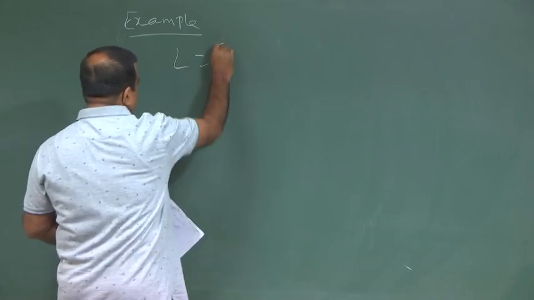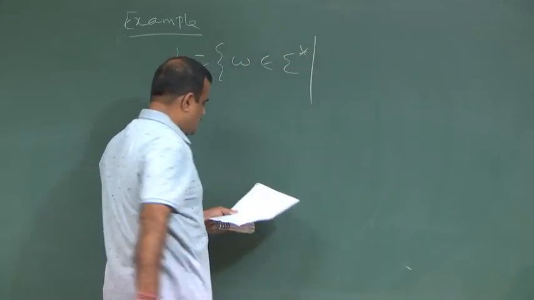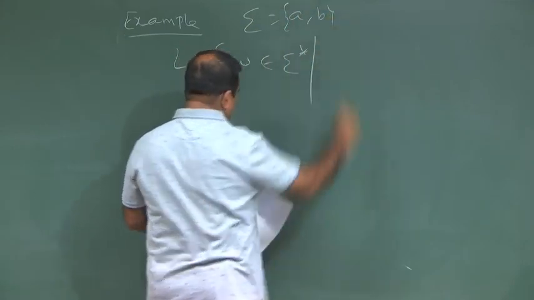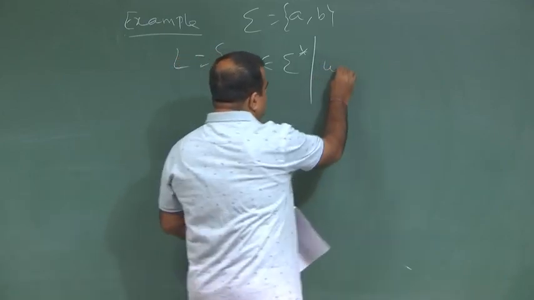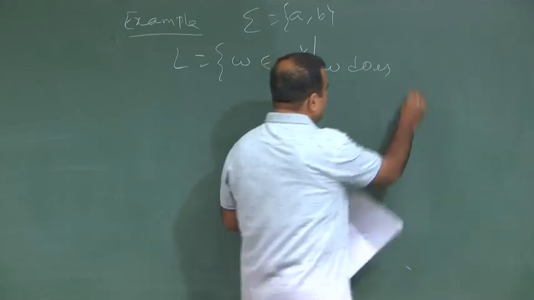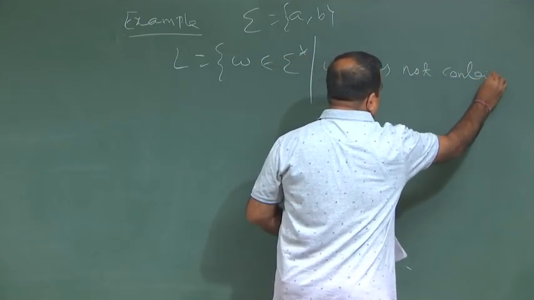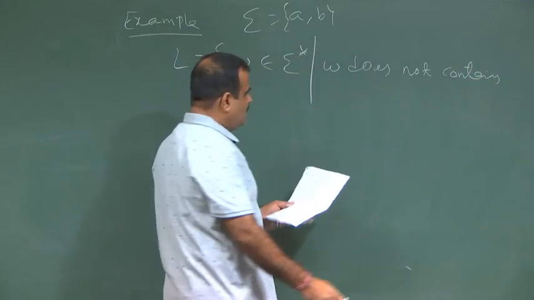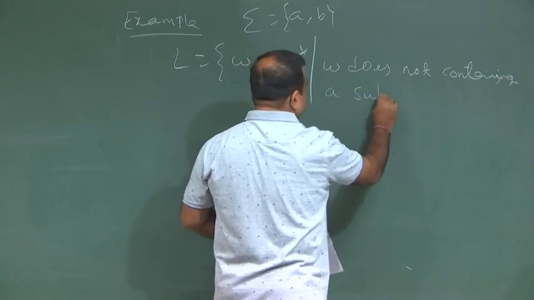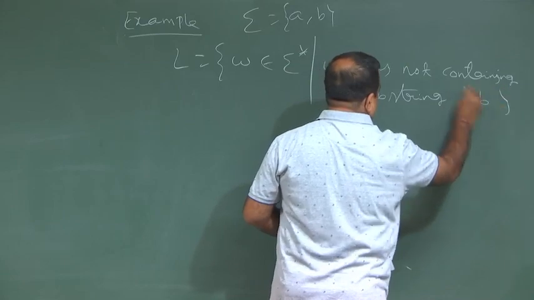If we have a language W, suppose it is A B, the string W does not contain a substring A B. Okay.